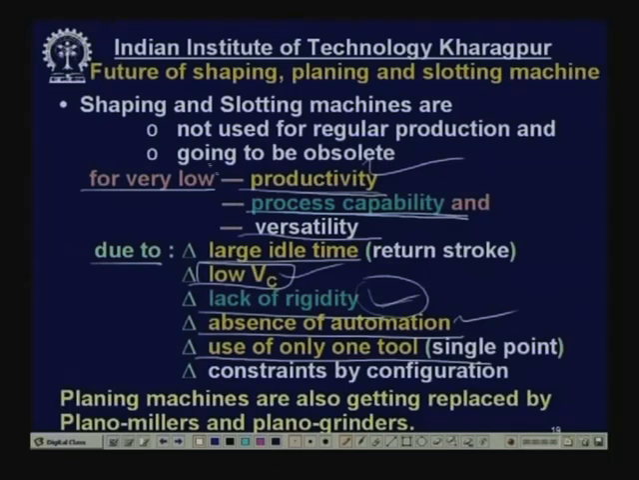In shaping, planing and slotting, a single point tool reduces the productivity, and constraints by configuration also do not allow versatility. Now, planing machines are a little more versatile and more productive than shaping and slotting machines, because they are rugged and rigid and many operations can be done. But planing machines are also getting replaced by plano millers and plano grinders. Instead of single point tools, a large number of milling cutters are used, and if required, grinding wheels for finishing. So, single point tools used in shaping and planing machines are becoming obsolete. All shaping machines are now converted, or from inception plano millers and plano grinders are used. Shaping machines using a single point tool are becoming almost obsolete.